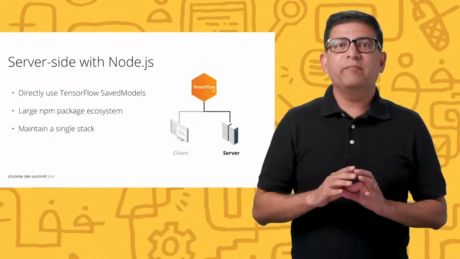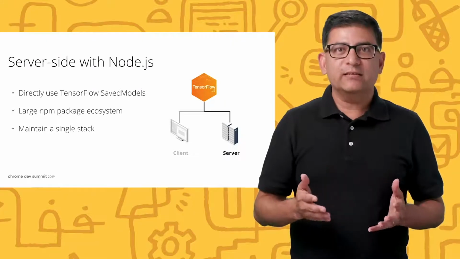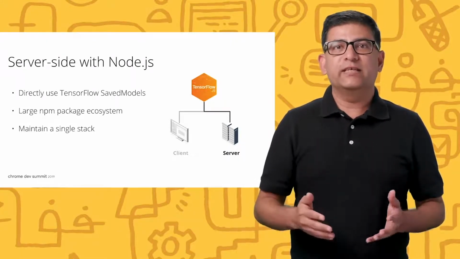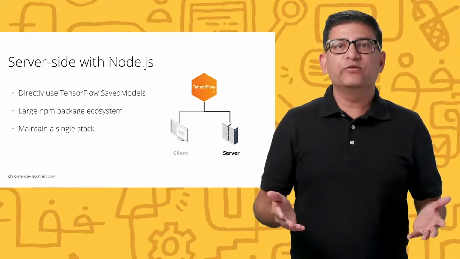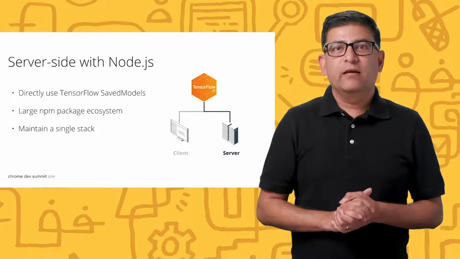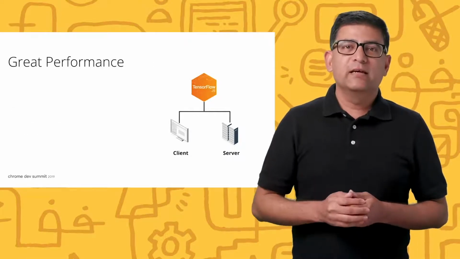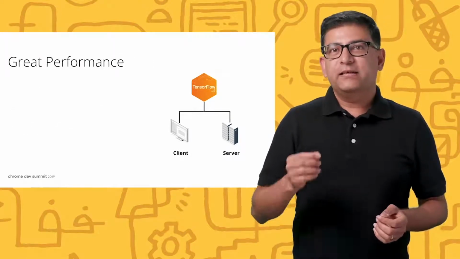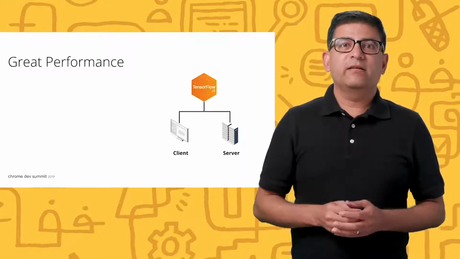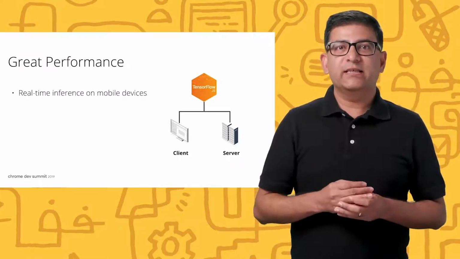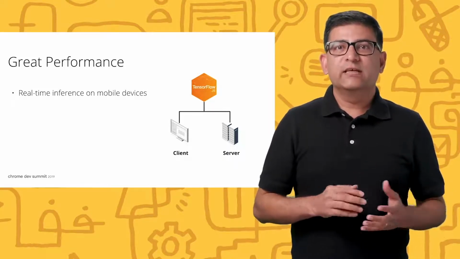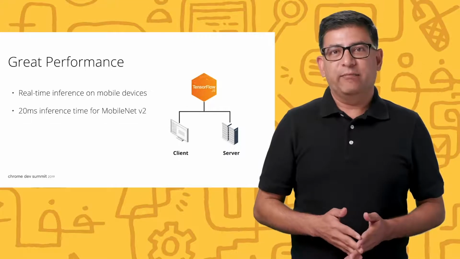Although in this talk we are mainly talking about browser use cases, I should mention that TensorFlow.js can also be used with Node.js server-side, and this is very useful for enterprise applications where Node is heavily used. So a natural question to ask is, how fast is it? Well, it turns out it's really fast. For example, on mobile devices, running inference with an image classification example using the MobileNet v2 model, you get real-time performance with 20 milliseconds inference time.